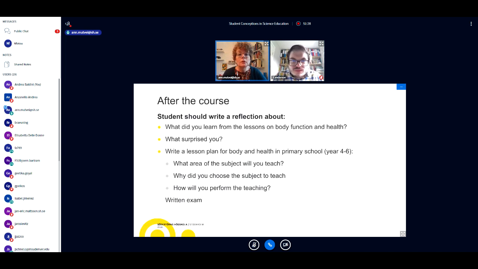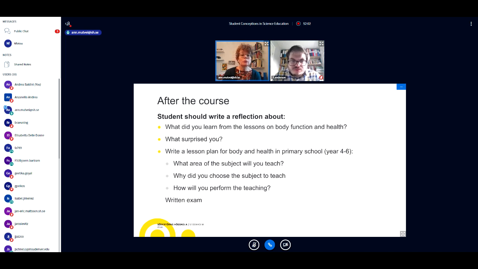So, yes, and after the course, the students were writing a reflection text: what did you learn from the lesson on body function and health? What surprised you? And then they were supposed to write a lesson plan for body and health in primary school, year 4 to 6. So what area would they choose? Why did they choose this subject? And how will they perform the teaching?